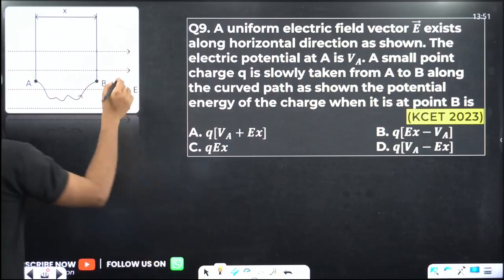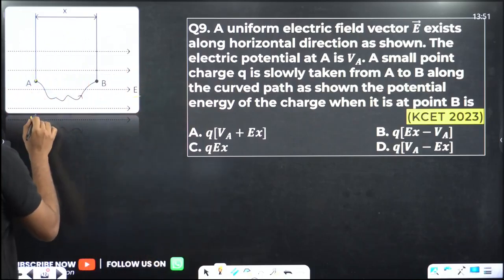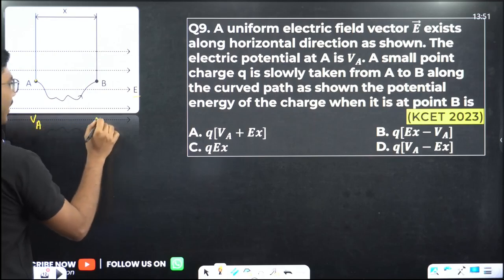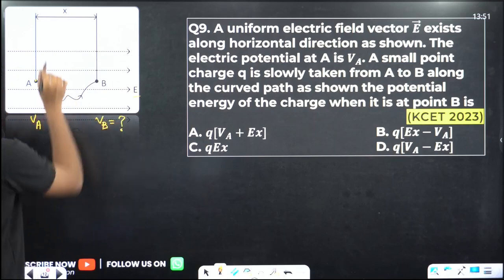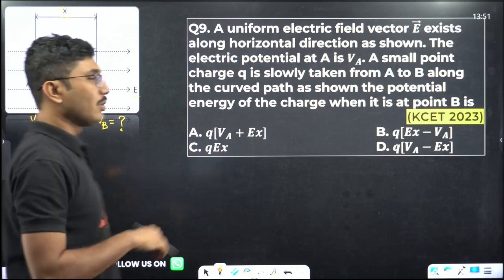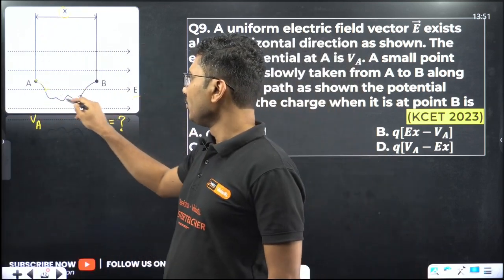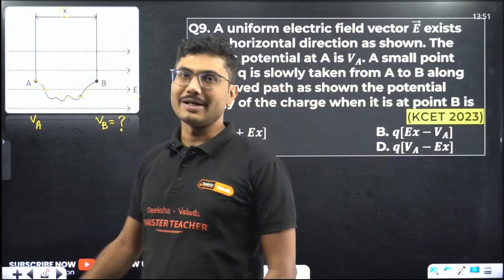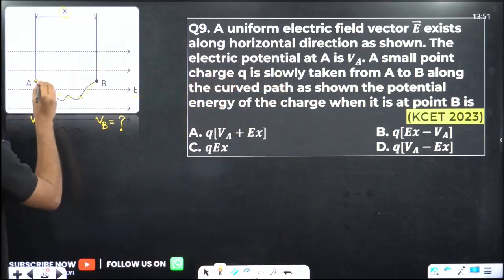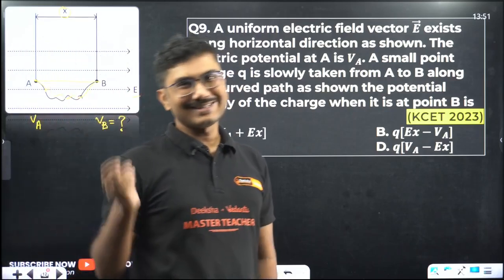So here the electric field is constant, E. Potential at point A is given as VA. We have to find the potential at B. The distance between the points is x. Now they have taken a very weird path, but don't worry, work done due to electric field does not depend on path. It only depends on the direct distance between the points, the potential difference and the distance.